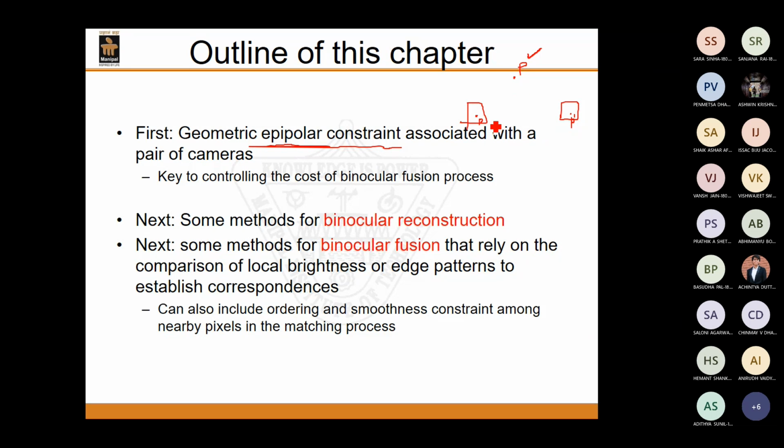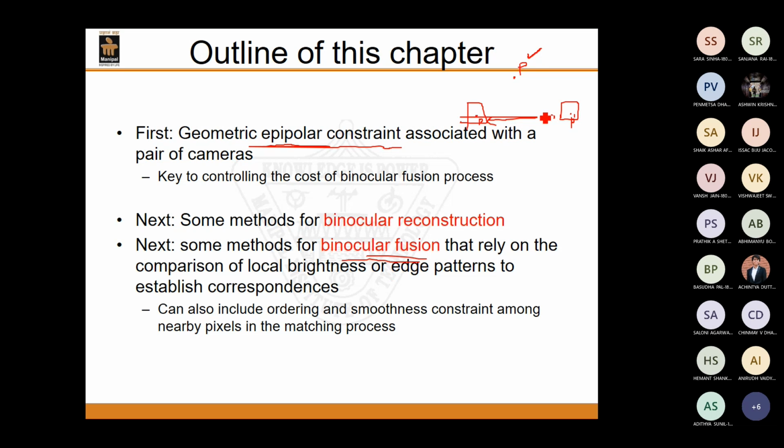And for that, we try to find out the correspondence. Let's say a particular point p in the left image. I want to find out the corresponding point in the right image, which is given by p dash, so that I can find out this capital P here, right? Now that method, wherein you try to find the correspondence between the different points, is what you call binocular fusion, right? Binocular fusion finds the correspondence using different attributes of the images. We'll see what the different methods are later.